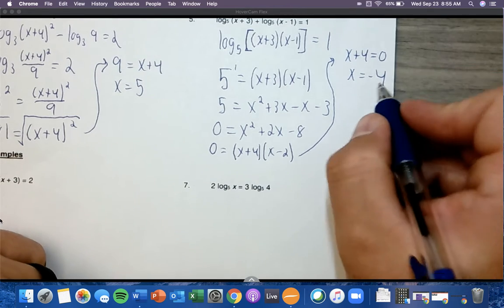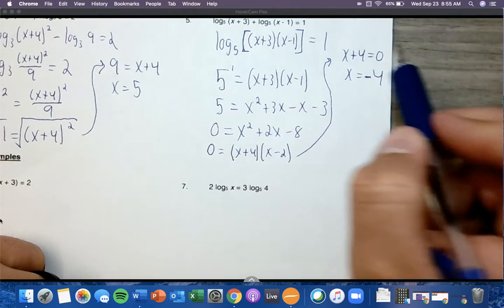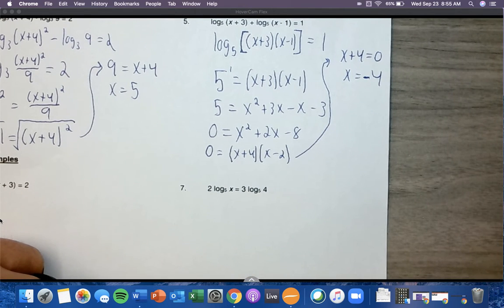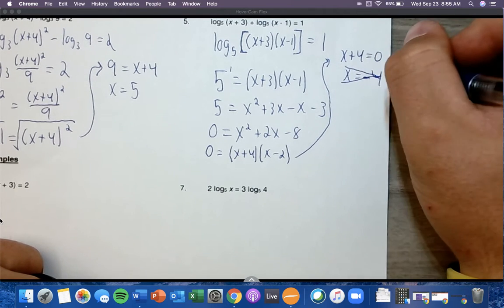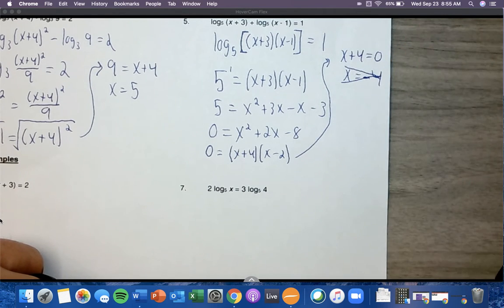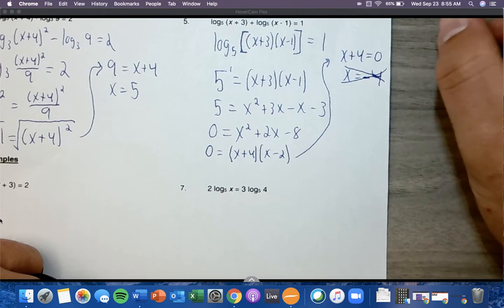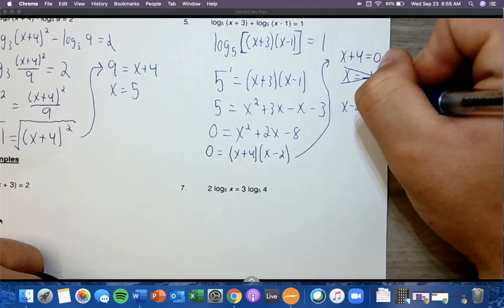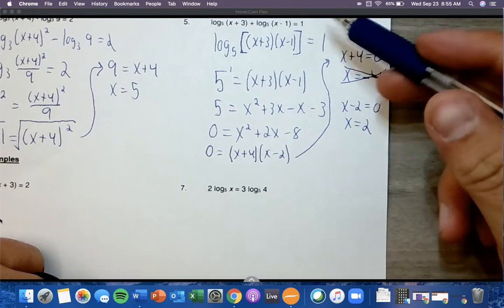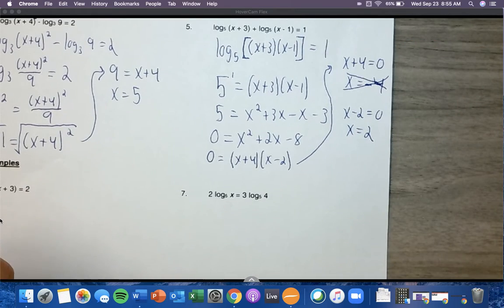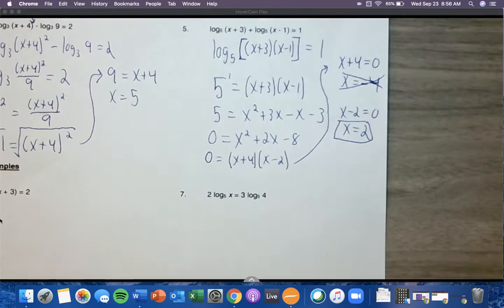Right, the problem with this, though, is if I plug this into my log, it's actually going to give me a negative number inside my logarithm. So I can't have negative 4 as my answer because it doesn't work in the domain. But what about x - 2 equals 0? Well, that's just x equals 2. If I plug in a 2, that gives me a positive number in my logarithm. So I know my answer then is just x equals 2.